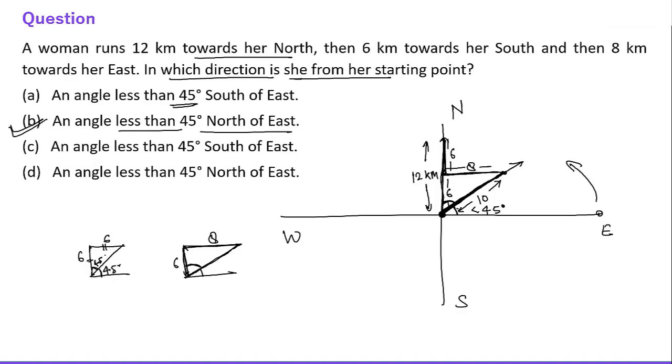That is option B, right? Because this is east and this is upward from east. So this is north of east and less than 45 degrees. See, this question is simple, but the options are actually tricky. In the examination hall, these options may bother you, so please take care of this type of question. Now let's move to the other question.